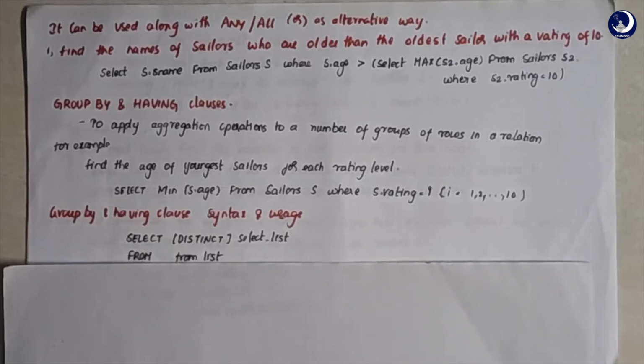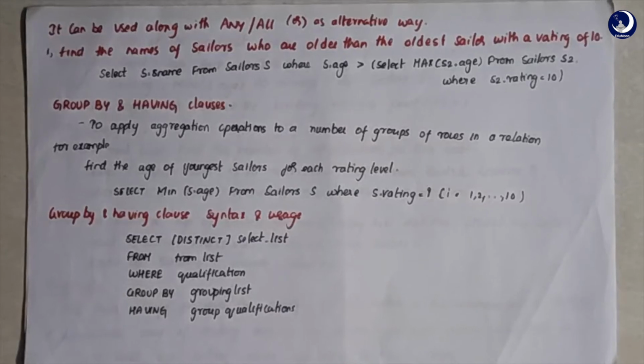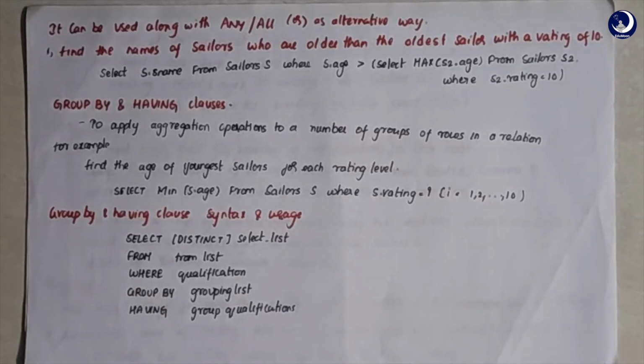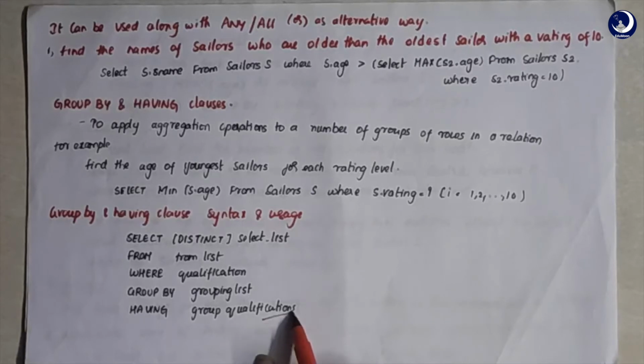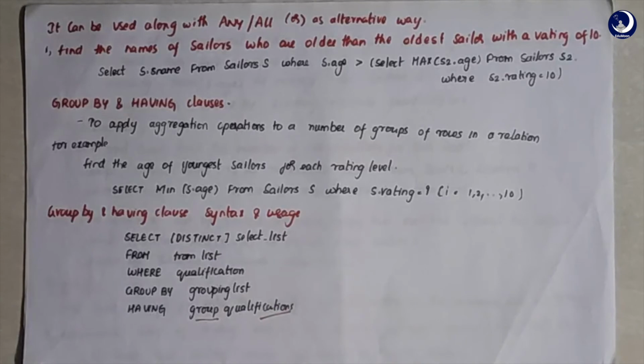Let's look at the syntax that we use for a group by or a having clause. The syntax is something like: select or select distinct select list, from list, where qualifications, then we have group by grouping list, having group qualifications. Like I said, having is generally used to perform these qualifications on the groups that we have in a grouping list. Let's look at a few examples and also understand the flow of execution in a group by or a having clause.